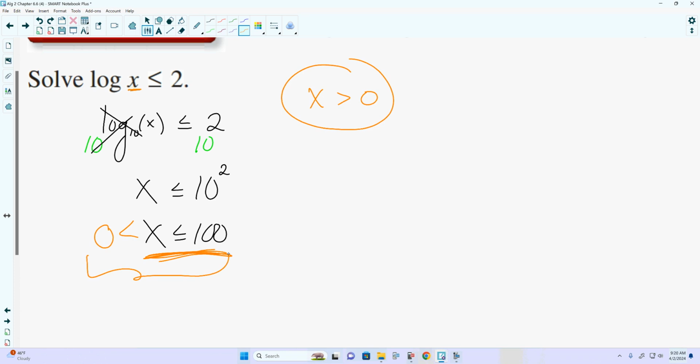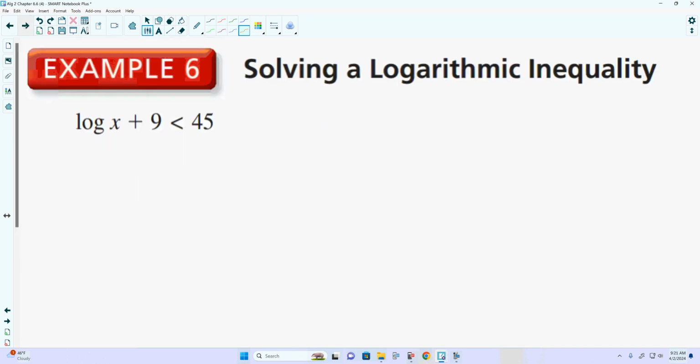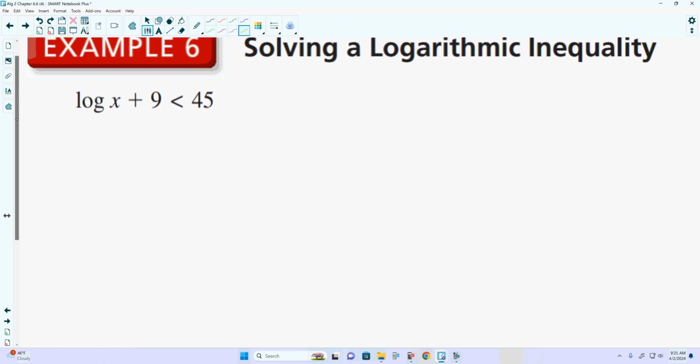Does that make sense? We have to go back and remove any value of x that would make it invalid. So for here, because it was just x, it has to be greater than 0. We'll look at a few more, some where it's not just 0, and some where it may not come into play at all.